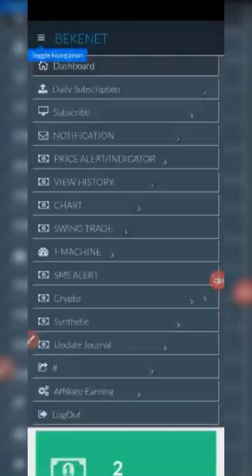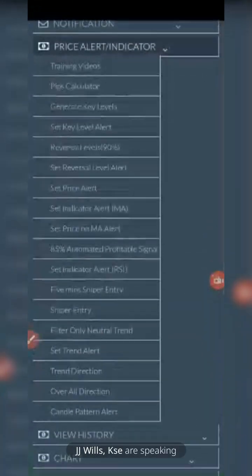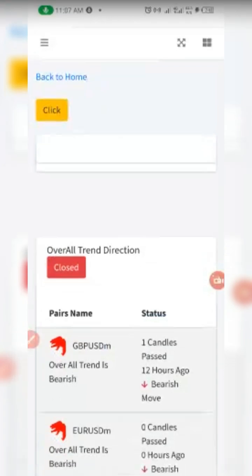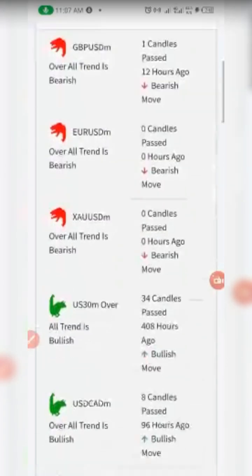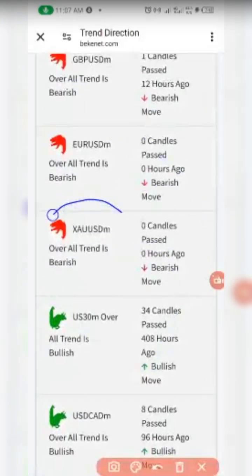Okay, I think it's up now. Hope you can see my screen. Yes, very well. Okay, now let's try. You see, it's up now. I just changed my network. Now you can see the overall trend direction of gold.